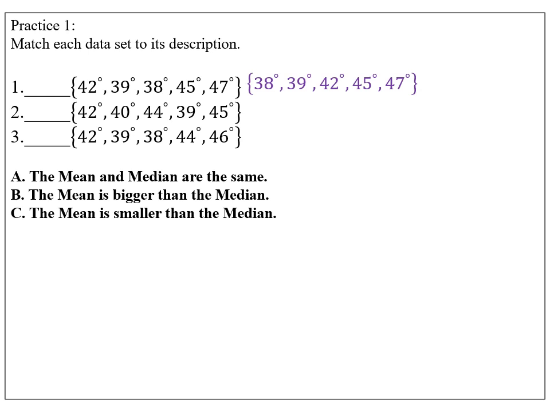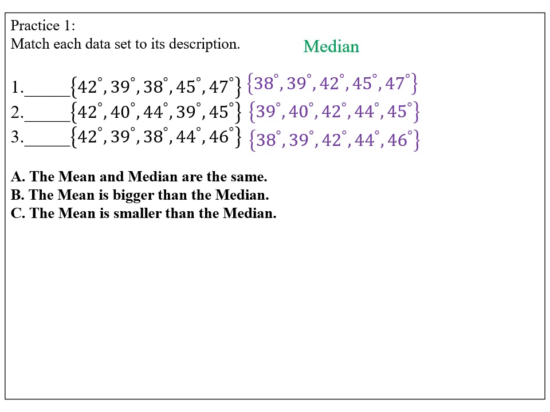So the first one, 38, 39, 42, 45, 47. Next one, 39, 40, 42, 44, 45. The last one, 38, 39, 42, 44, 46. Okay, so each of these has 5 numbers, and so the middle or median number is 42 in all of them.